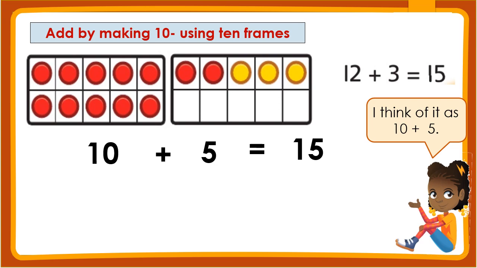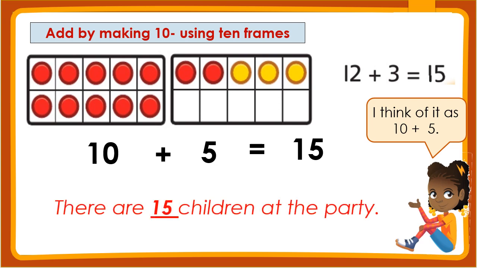Actually, Flo is telling us that this is easier when you make 10 and add, as it is very easy to add a number to 10. And to answer the question, there are 15 children at the party.